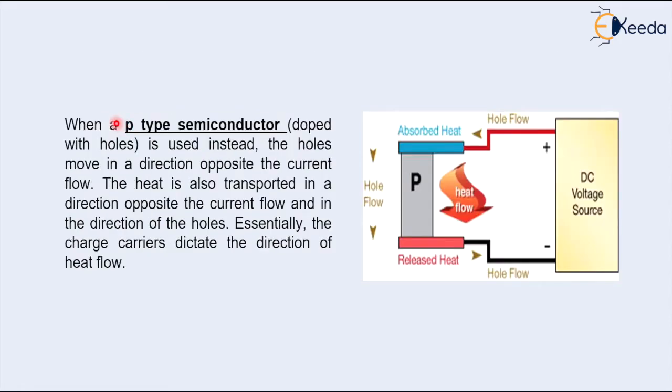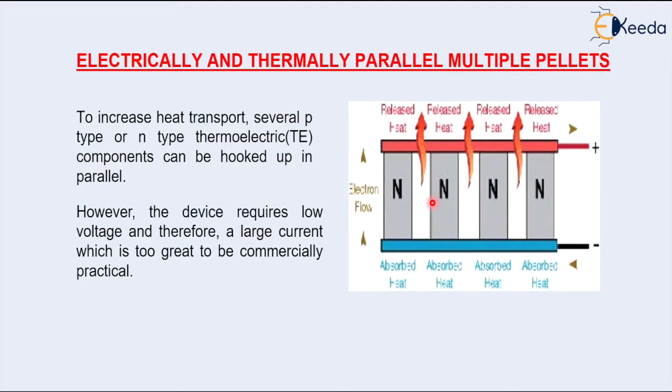See here, in this case, I have taken one semiconductor. If I want to increase the capacity, what will I do? I'll take so many n-type or so many p-type semiconductors. Electrically and thermally parallel, I can take multiple pellets so that capacity can be increased. To increase the heat transported, several p-type or n-type thermoelectric components can be hooked up in parallel. This is the parallel arrangement.